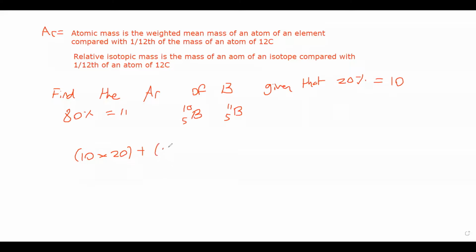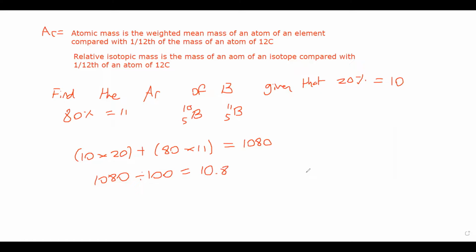And we're going to add that to the 80% times 11 for the other mass. When we get this out, it should come out at 1080. We then need to divide that by 100 to get rid of those percentages that we had. So we divide that by 100 and we get a mass of 10.8.